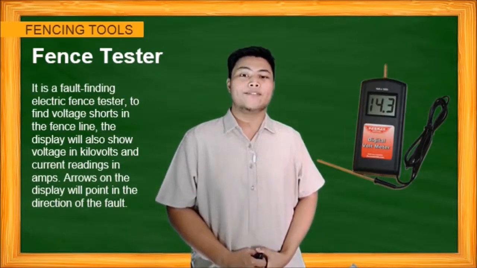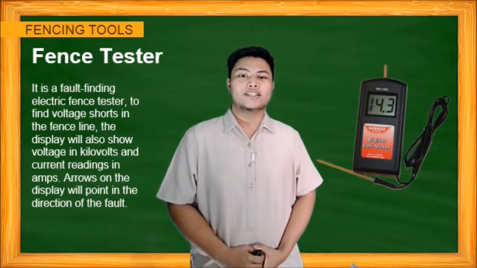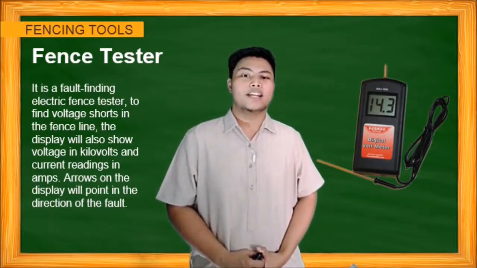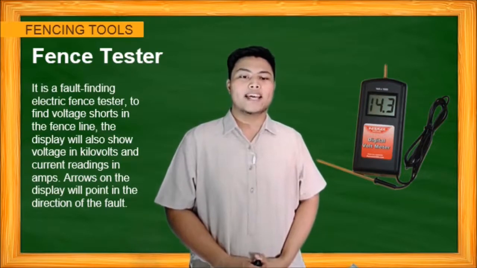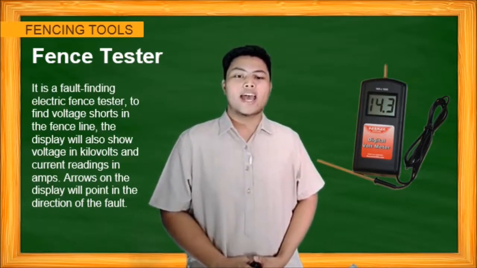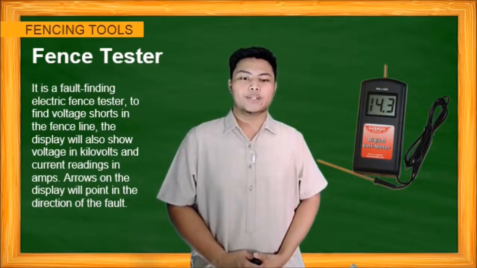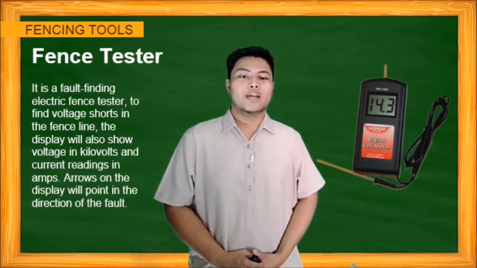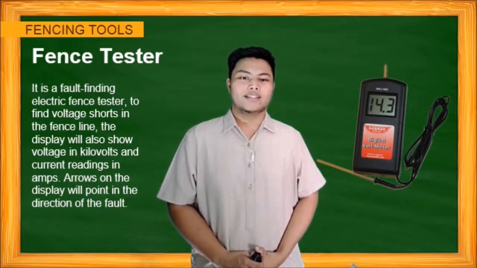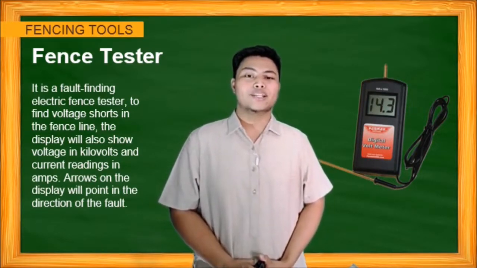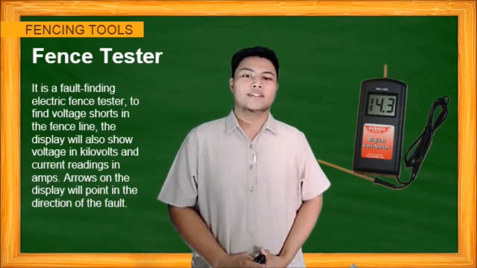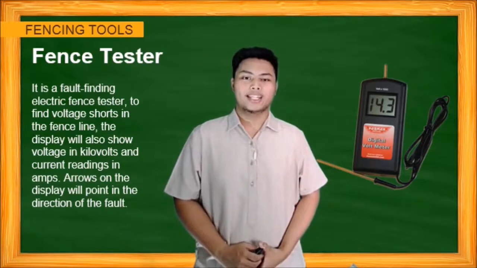And the last one is the fence tester. A fence tester is a fault-finding electric fence tester to find voltage shorts on the fence line. The display will also show voltage in kilovolts and other readings in amperes. Arrows on the display will point in the direction of the fault. So basically, the fence tester is used to determine if our fence is powered by electricity or not.